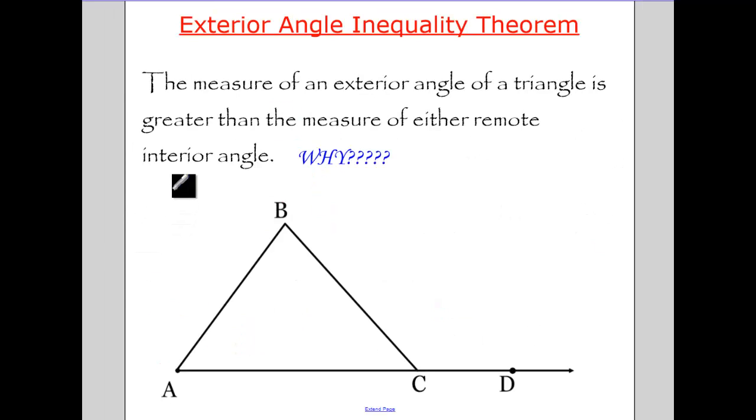Okay, exterior angle theorem. The measure of an exterior angle of a triangle is greater than the measure of the remote interior angle. So, okay, let's look at this. This says that the measure of the exterior angle, so angle DCB, is going to be greater than either of the interior angles, so greater than angle B. And also angle DCB has got to be greater than angle A.